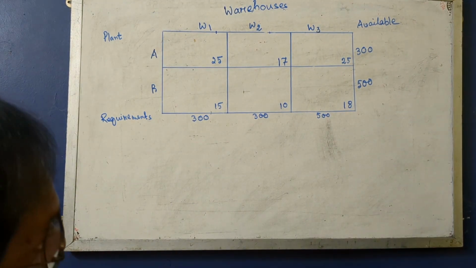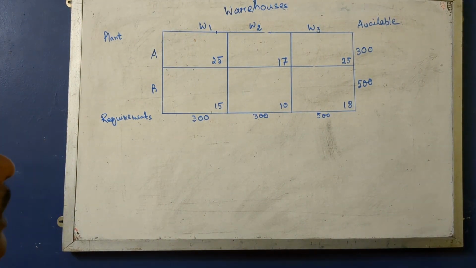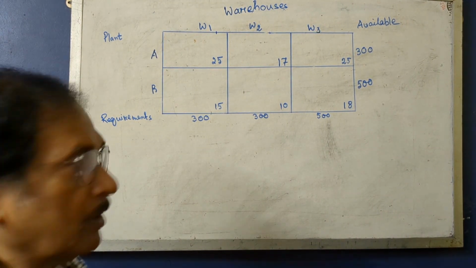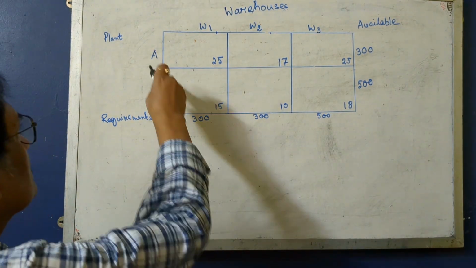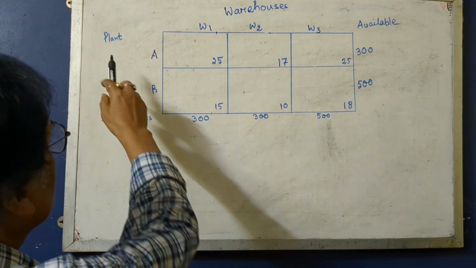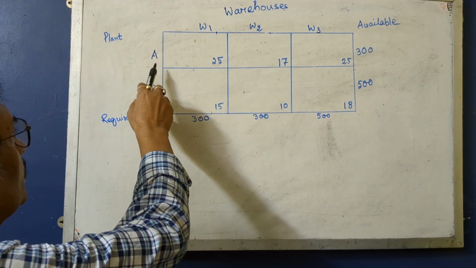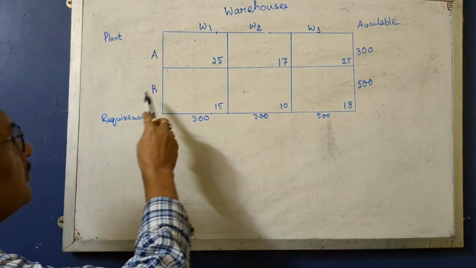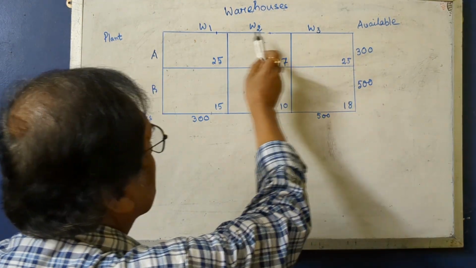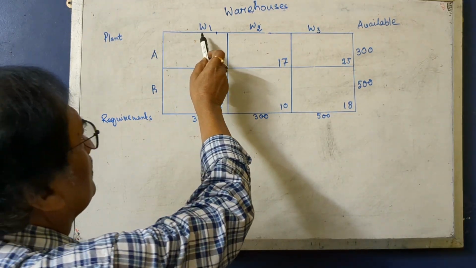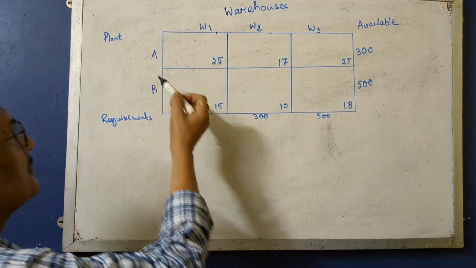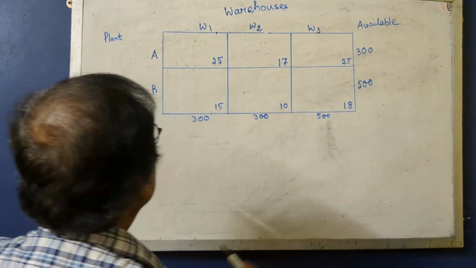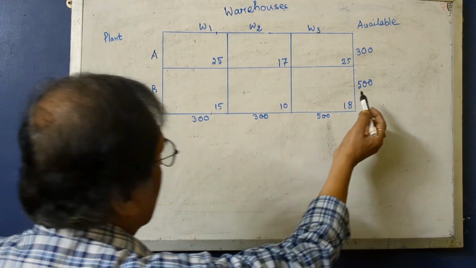Today, I'm going to discuss how to solve the transportation problem. This is a transportation problem, and these are the sources, that is, the plants producing the product, plant A and plant B. And these are the marketplaces, that is, warehouses W1, W2, W3. The capacity of plant A is 300 units, and plant B is 500 units.